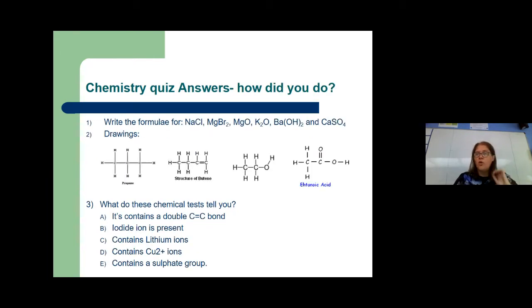Okay, so if we're writing the formula for sodium chloride, it's NaCl. For magnesium bromide, it's MgBr2. Magnesium oxide is MgO. Potassium oxide, K2O. Barium hydroxide is a bit of a tricky one involving brackets. And then we've got calcium sulfate, which is CaSO4. So hopefully you got those right.